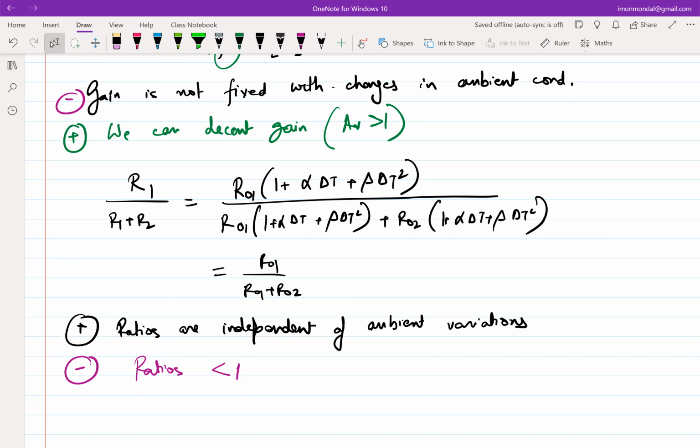So the question that we are asking is, is it possible to marry the good things of these two? Can I make an amplifier which is dependent on the ratios, whose expression is equivalent to the ratio of components? If we can make an amplifier whose expression is dependent on the ratio of components, then we are good. We will get amplification of more than 1, and it will also be quite stable.